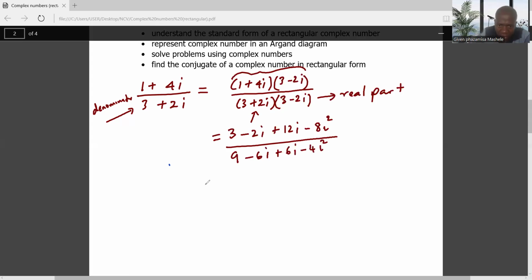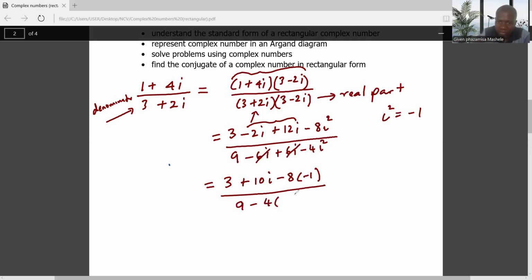So let's simplify the numerator. Going to have 3. These are the like terms. Minus 2i plus 12i, this will give us 10i. Minus 8, we know i squared equals negative 1. So we're going to put negative 1 here. The denominator, the i terms will be 0. So we're going to remain with 9 minus 4 into i squared is negative 1. So this will give us 3 plus 10i plus 8 divided by 9 plus 4, which is just 13.